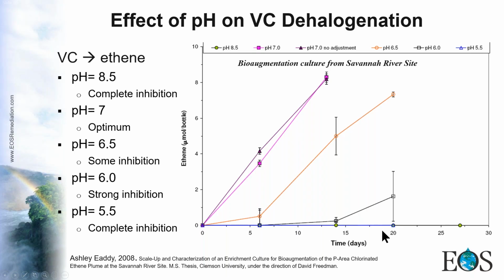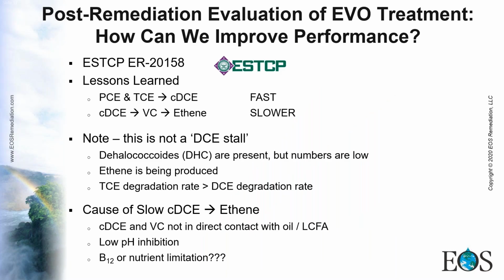So, if you're hanging out at maybe pH 5.8 and you've got limited hydrogen, well, what's going to happen? The bugs are going to do a very good job converting TCE to DCE. They're not going to do nearly as good a job converting vinyl chloride to ethene. Okay, so end conclusions. This is a project we did.